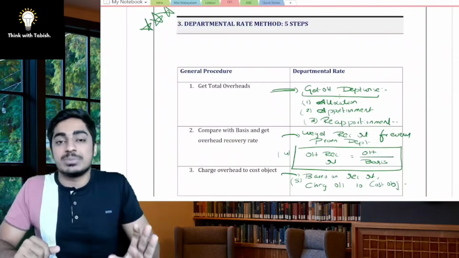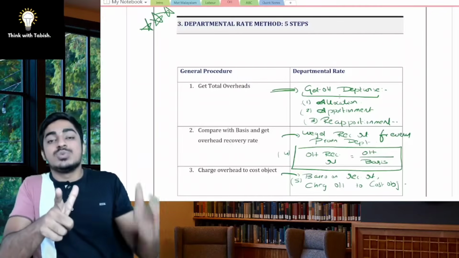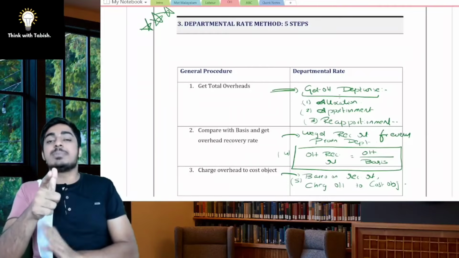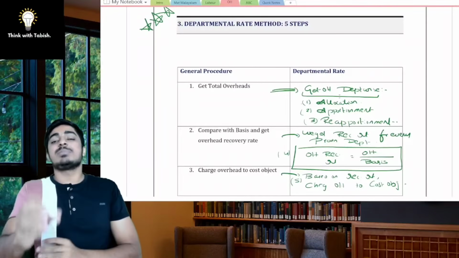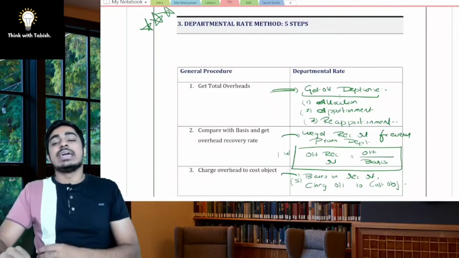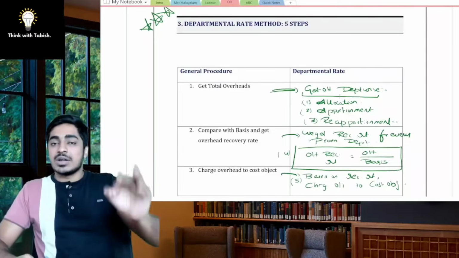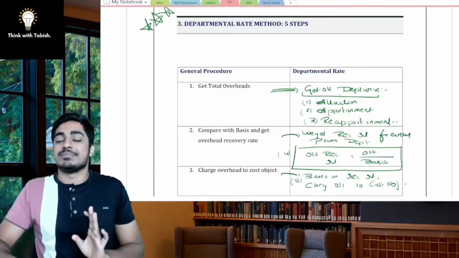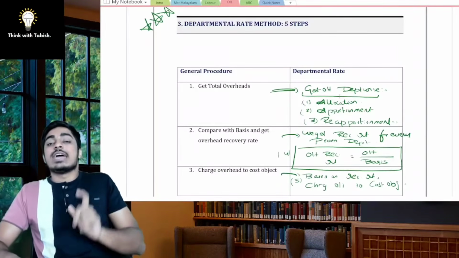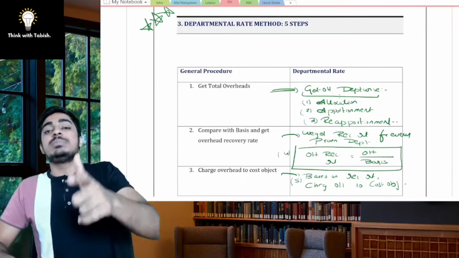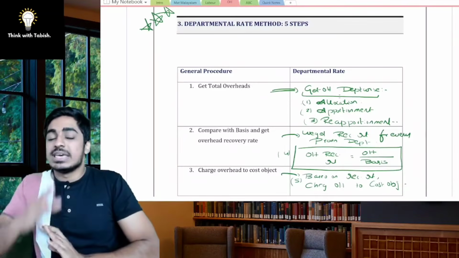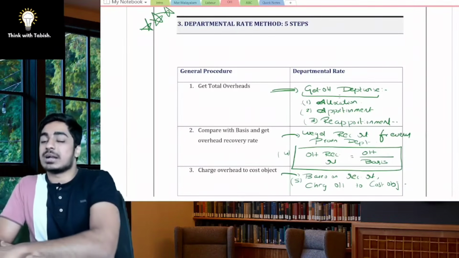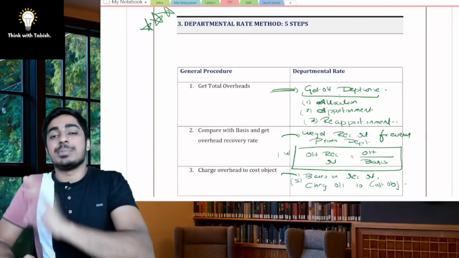What is apportionment? We have a common cost which is incurred by multiple departments, and we need to split it between the multiple departments. Say for example, we have a common rent of 10 lakh which needs to be split between hardware, software, assembly, repairs and maintenance, etc. So what we do, we have to take some suitable basis of consumption of service, and based on that we distribute the total rent between these departments. This is called apportionment.